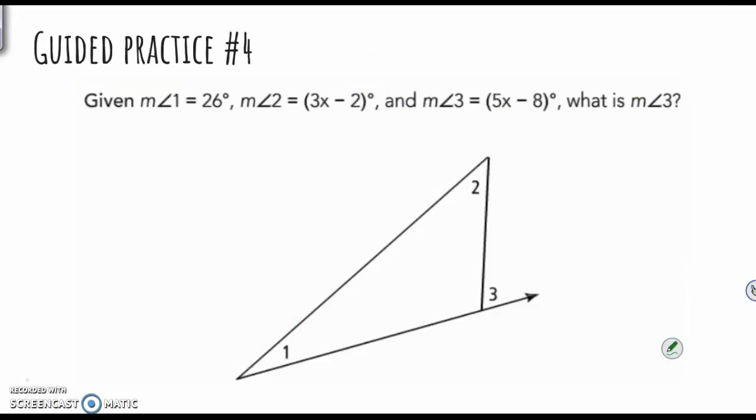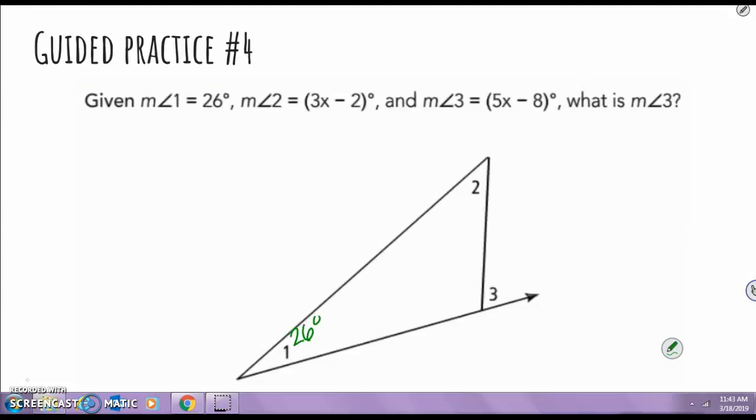Looking at guided practice question number 4. Given the measure of angle 1 is 26 degrees, the measure of angle 2 is 3x minus 2, and the measure of angle 3 is 5x minus 8. I know that the sum of these two non-adjacent angles, 1 and 2, are equivalent to the exterior angle of 3. Thus, my problem, or my equation, can be formatted this way.